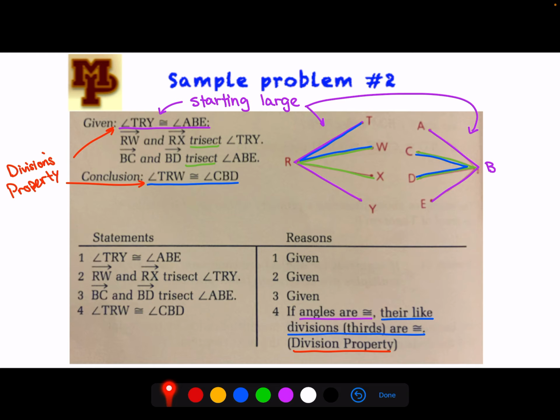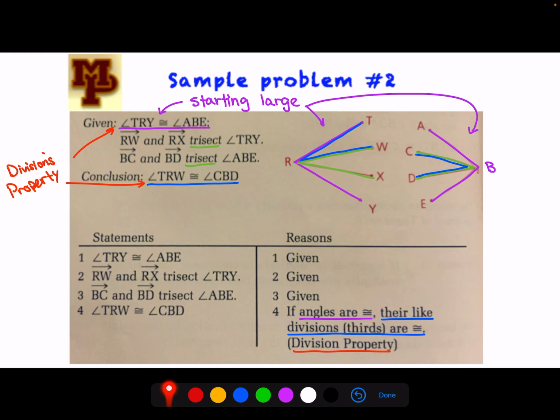So, looking at these 2 blue angles, they are smaller than our original purple angle. So I'm going from big to small. So again, in this case, I would use division property. Same type of setup where the first 3 statements are all of our given information. The 4th statement is what we're trying to prove. Angle TRW is congruent to angle CBD, and that's by the division property. And that proof is finished.